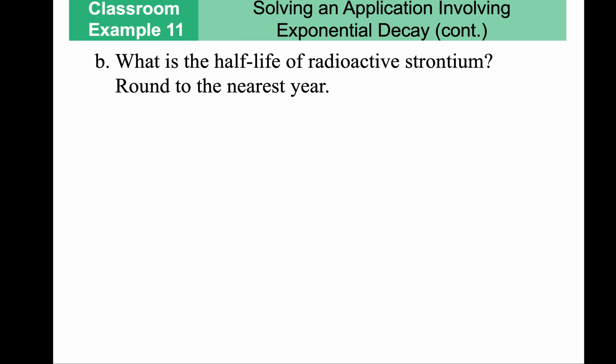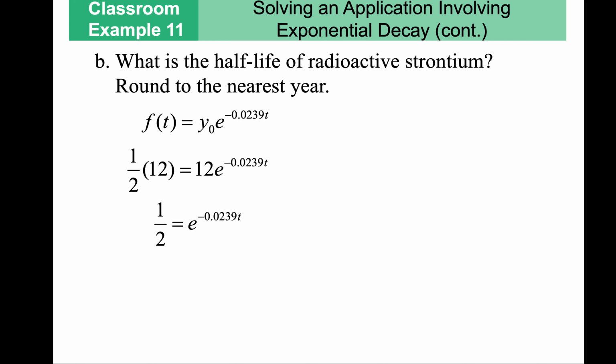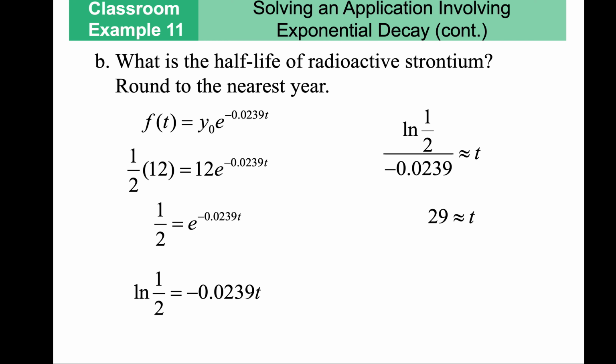Now if I want to know what the half-life is, that's how long it takes to halve itself. So that would be 6. So I get 1/2 of 12, or 6, equals 12 times the exponential expression. Then I'm solving for t, which means I need the natural log of both sides. So my variable comes to the front. The natural log of e is 1, so that's why it goes away. And I get 29 years. So it takes 29 years to decay to exactly half the amount. It's a long time. And that is the end of logarithms.